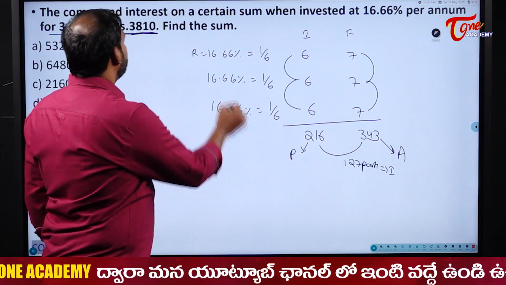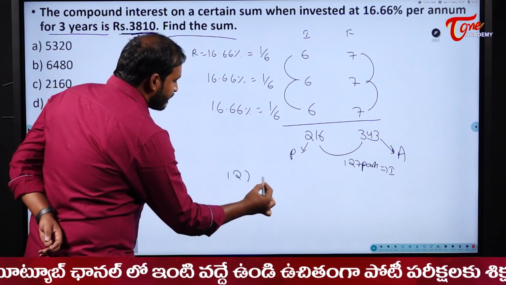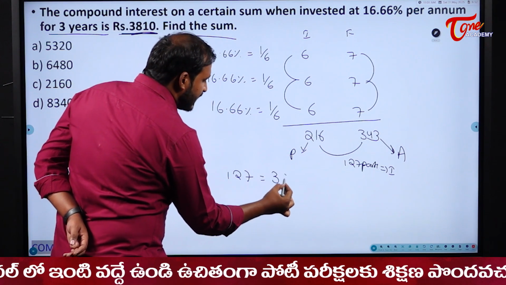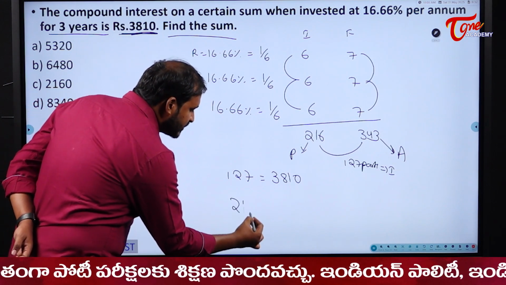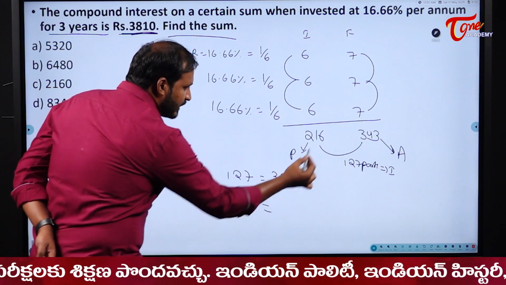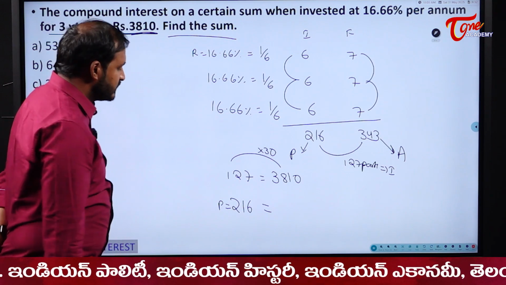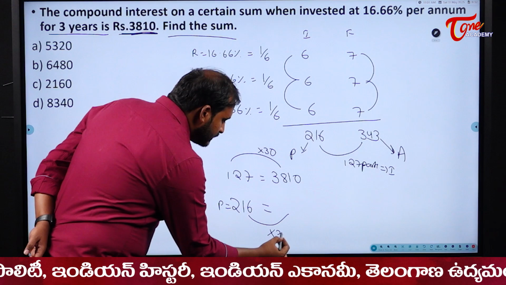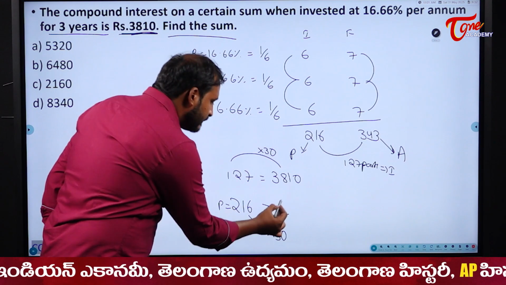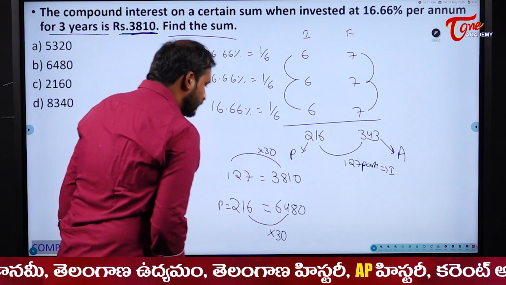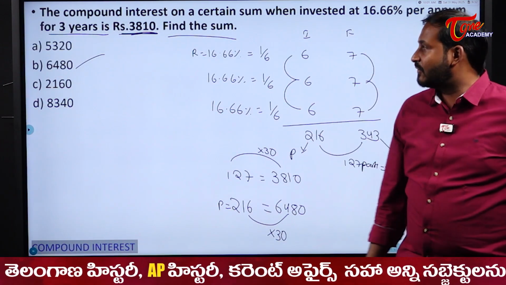So what are they asking us? To find the sum, that means the principal. If 127 parts is how much? They have given 3810. If 127 parts is 3810, then what is 216 parts? Why? Because this is the principal. Okay, what is happening here? Into 3 and 0. Similarly here also, into 3 and 0. That means 30. 216 3s will become 648, and this 0. So 6480 will be the principal in this case.